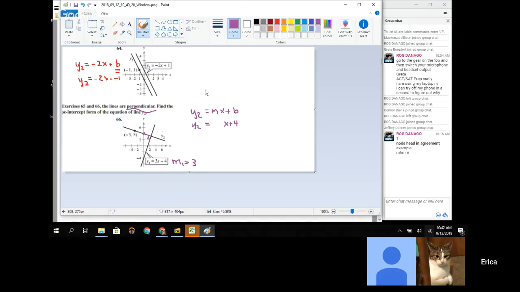So the slope of my second line, m2, is negative 1/3. So not too terrible, right? So my equation of my line would be negative 1/3 x plus 4.